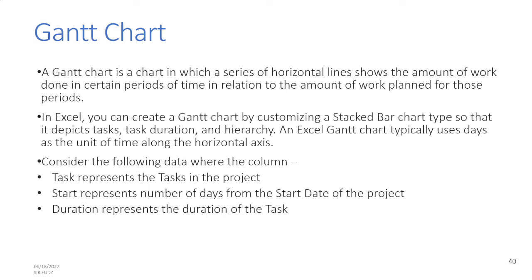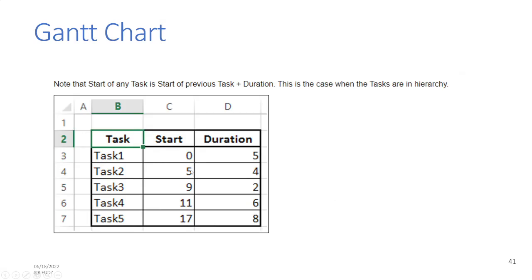Consider the following data where the column task represents the task in the project, start represents the number of days from the start date of the project, and duration represents the duration of the task. Now the start of any task is the start of the previous task plus its duration. This is the case when the tasks are in hierarchy. So we have here the task at 0 with duration 5. Since the duration is 5, that will be the start of the next task. So start plus duration will be the start of the next task.